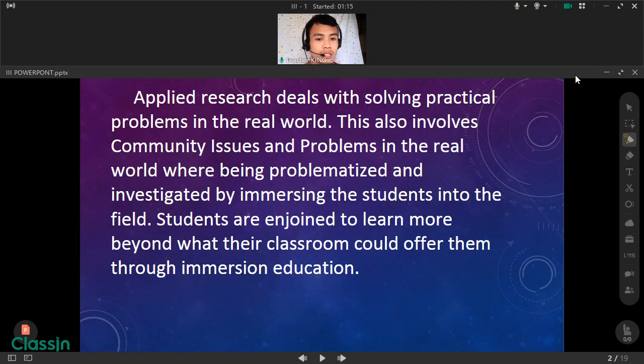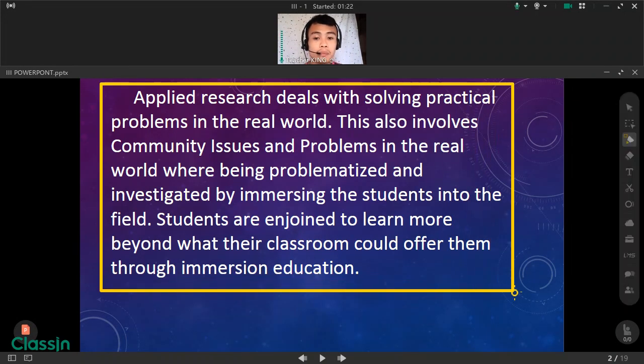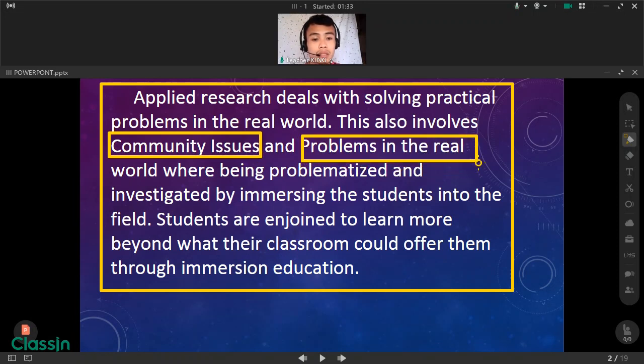Now, what is research class? Applied research deals with solving practical problems in the real world. This also involves community issues. Community issues and problems in the real world are being problematized and investigated by immersing the students into the field. Students are enjoying learning more beyond what their classroom could offer them through immersion education.